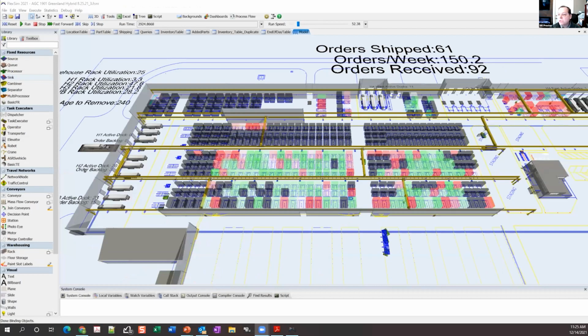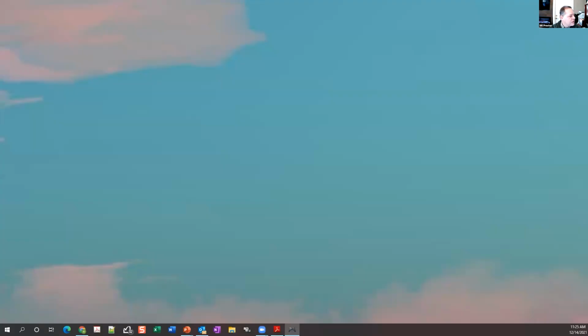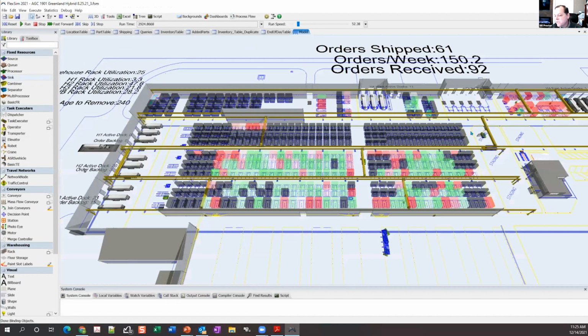I don't think it is sharing my screen, so I'm going to move this one over. You had it. Yeah, we did see it. Oh, well, look at that. All right, can you see it?